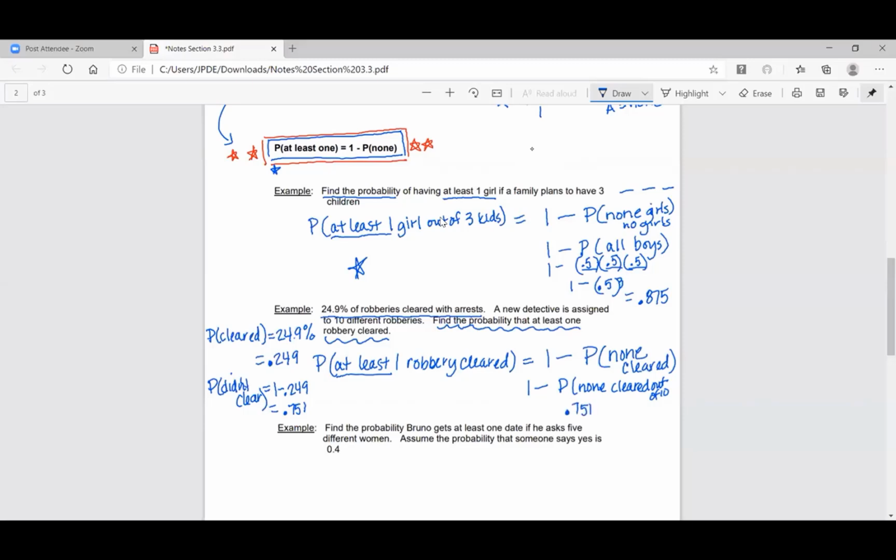0.751 to the 10th power. Don't forget to subtract it from 1. It's really common for students to forget that. So writing all of this down is showing your work, and it's also helping you get the correct answer. So it's 1 minus 0.751 to the 10th. 0.943.